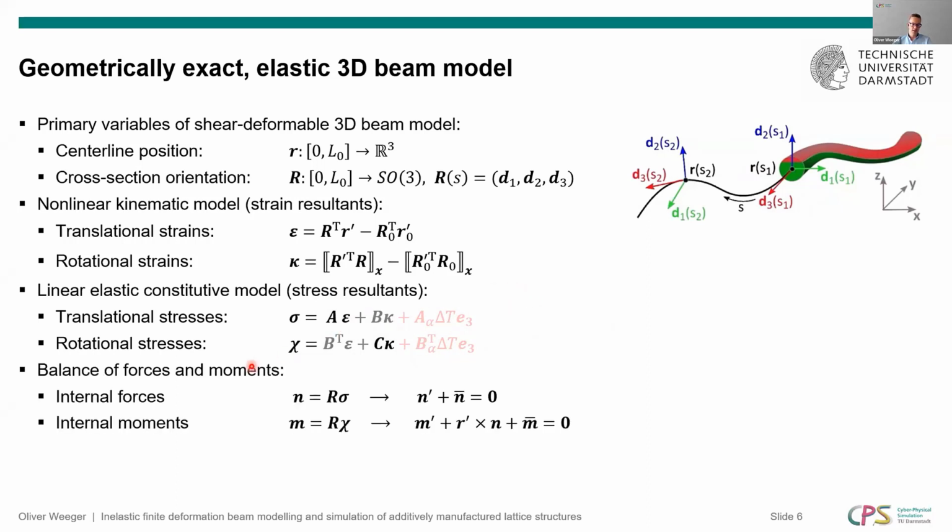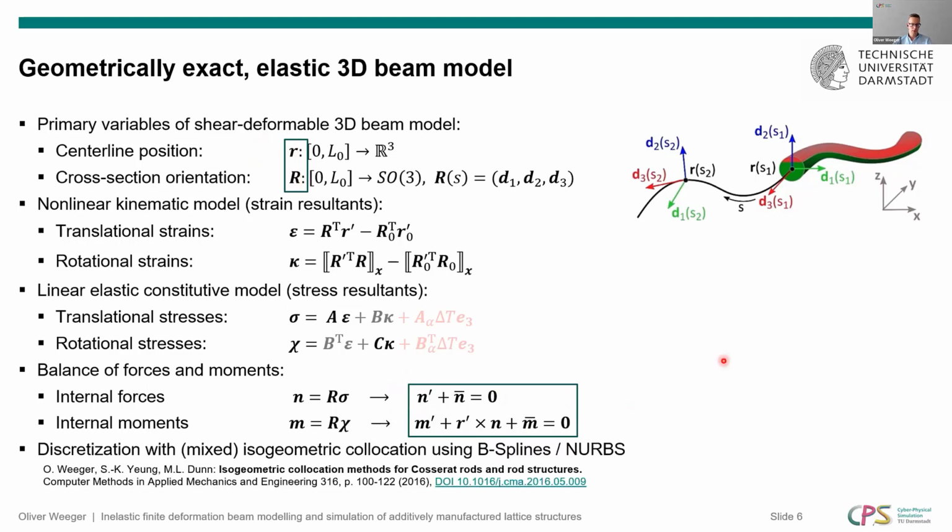Now with these stress measures, we can formulate the balance equations of linear momentum and balance equations of angular momentum. And these are the two equations that need to be solved in order to determine the unknown centerline field and cross-section orientation field when the beam is subject to some external load.